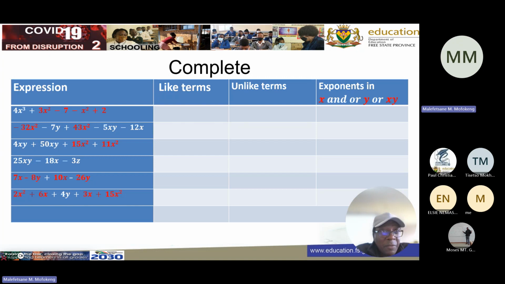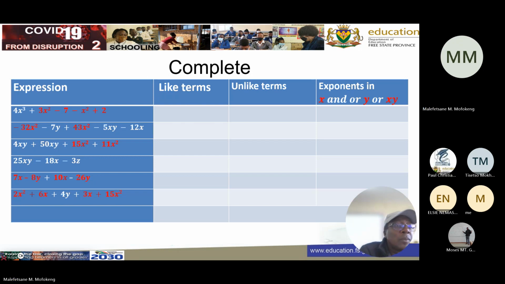Unlike term, in the first expression, it is 4x cubed. The last one is the exponent in y, in x, and in xy. Here we have only the exponents. In 4x cubed, we have exponent 3. In 3x squared, the exponent is 2. In minus x squared, the exponent is 2.